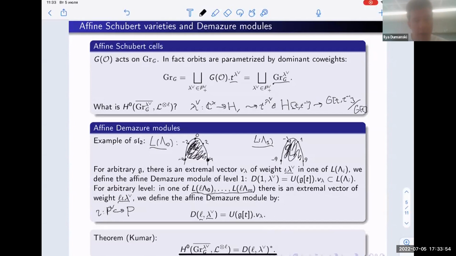The theorem, which is again a very natural generalization of the finite dimensional theorem described on the previous slides, is that the space of sections on the Schubert variety corresponding to the dominant coweight lambda check of the Lth power of the determinant line bundle of the affine Grassmannian is the dualized Demazure module of level L corresponding to the coweight lambda check. Let me again stress that these Demazure modules are finite dimensional, though they are living in infinite dimensional irreducible representations. Okay, that is all that I wanted to say about the affine case.